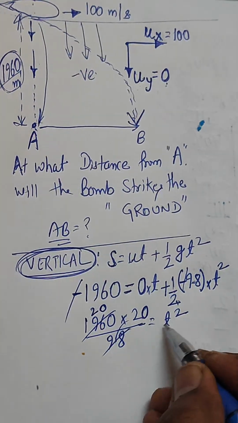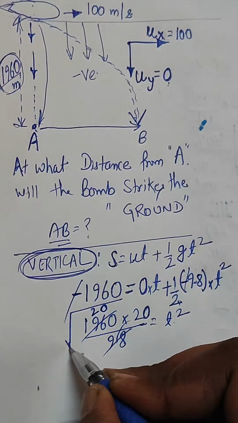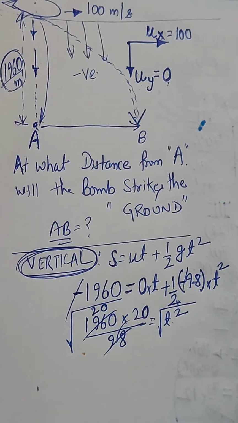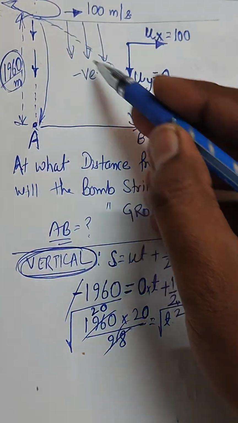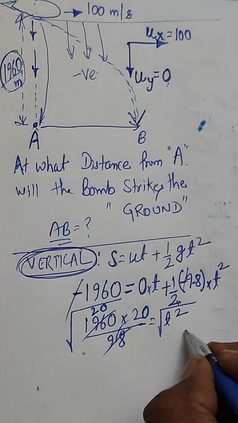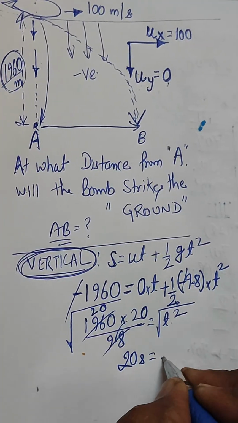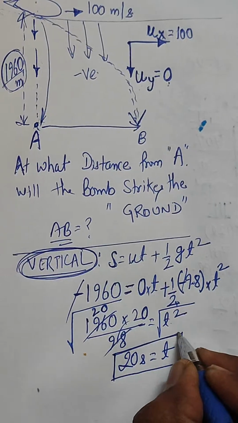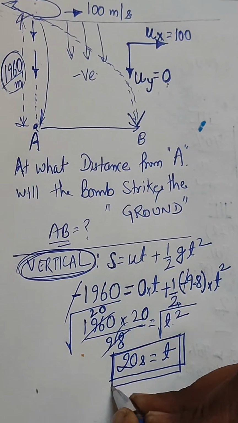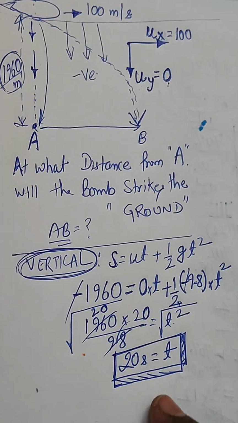So 20 into 20 is the value of t square, and we just take the square root on both sides. You get the time of flight when the bomb strikes the ground is equal to 20 seconds. That is the value for the time period you calculated, my dear friend. t equal to 20 seconds. This is your answer for the time period. No, this is not your final answer.